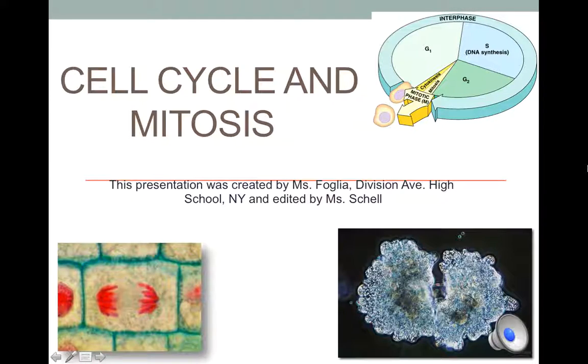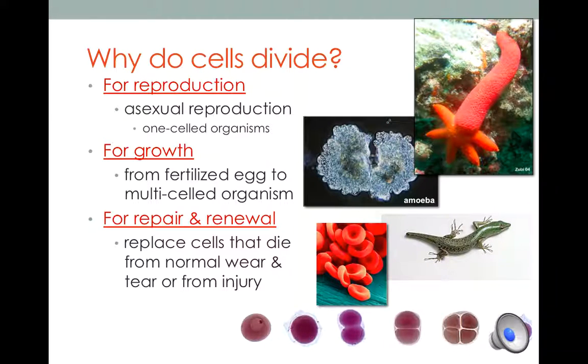So in this lesson, I'm going to talk a bit more about the cell cycle and mitosis. Before I can talk about the specifics of how the process occurs, we should talk about why cells divide in the first place. The first reason would be for reproduction. Asexually reproducing organisms must split in half in order to create more organisms like themselves.